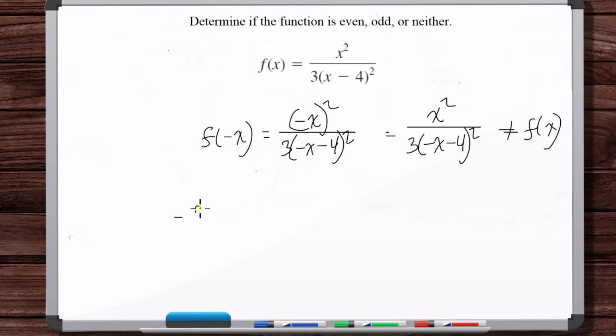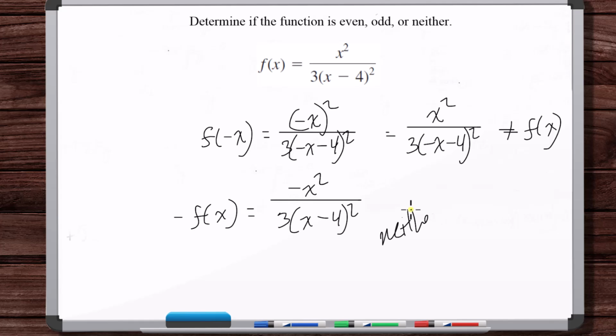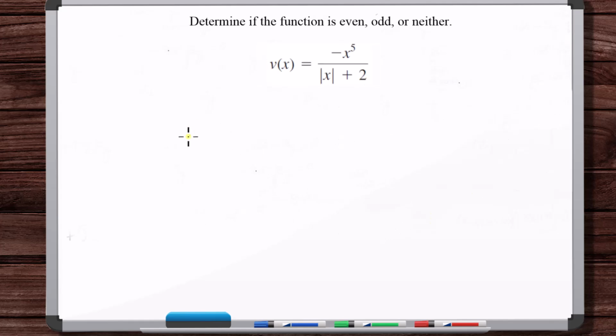What about minus f of x? This is kind of tricky because if I put a minus sign here, could we convert this? In other words, can we convert this to this? And no, we can't. I would say we can't, just looking at it. So neither.